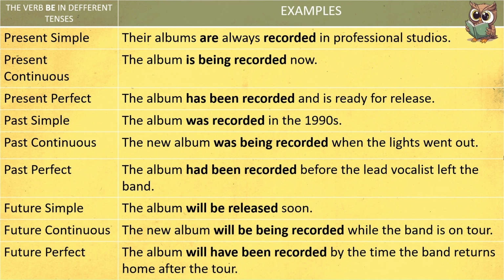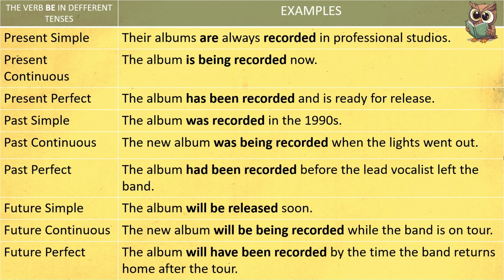The album has been recorded and is ready for release. Here we're talking about the result in the present, so that's why we have to use the present perfect. The album was recorded in the 1990s. "Was" is the past simple of the verb to be. Was recorded: we use the past simple because we know when.